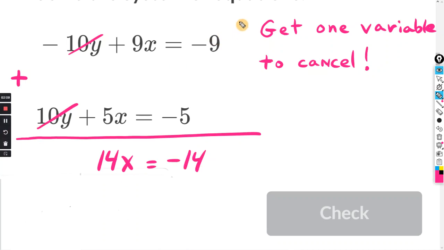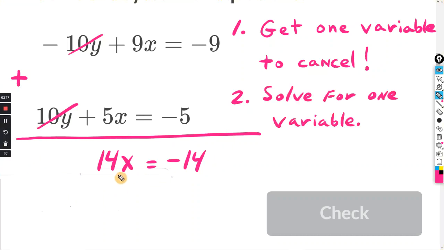Now this right here is basically the first step. The second step is going to be to solve for one variable. So here we have x times 14. The opposite of times 14 is divided by 14. I'm going to do that to both sides. And 14 divided by 14 cancels. x equals negative 14 divided by 14, which is just negative 1.